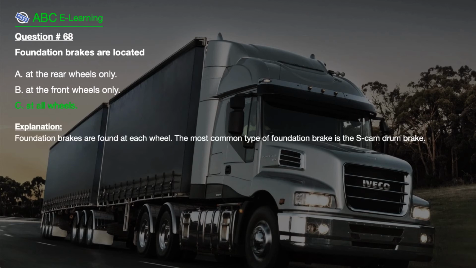The correct answer is here, C. At all wheels. Explanation. Foundation brakes are found at each wheel. The most common type of foundation brake is the S-cam drum brake.